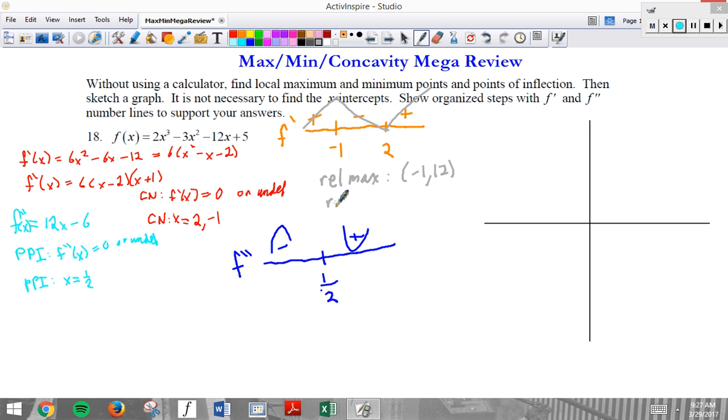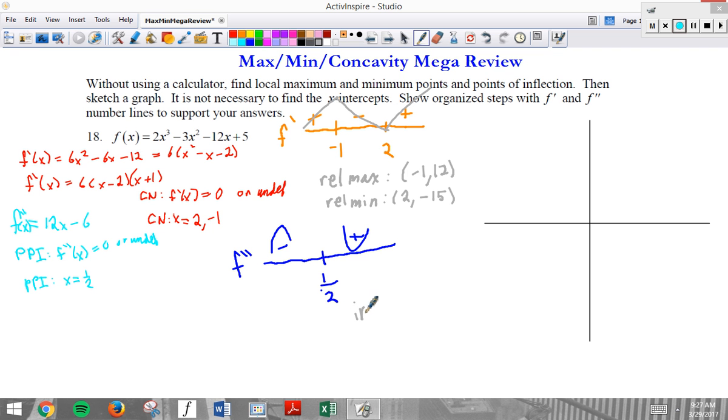And the relative minimum would be 2, comma. I'm not using a calculator here. It's important to practice your arithmetic in your head. It will help you. 2, comma, 16 minus 12. So we're at 4, minus 24, -20, -15.